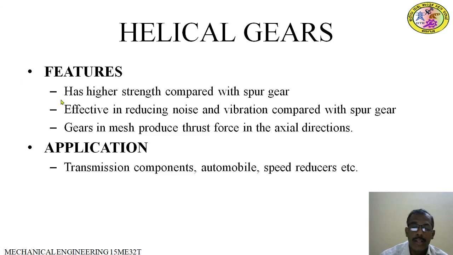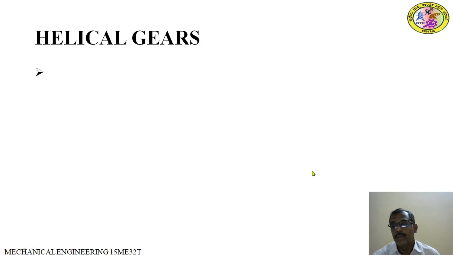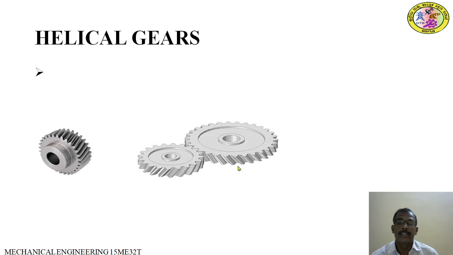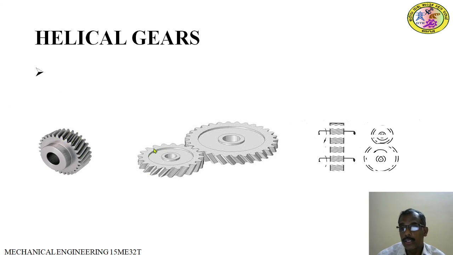Gears in mesh produce thrust force in the axial direction. Applications: transmission components, automobiles, speed reducers, etc. Transmission components very commonly use these in automobiles and speed reducers. Helical gears, you observe here. This is a helical gear, very commonly used.